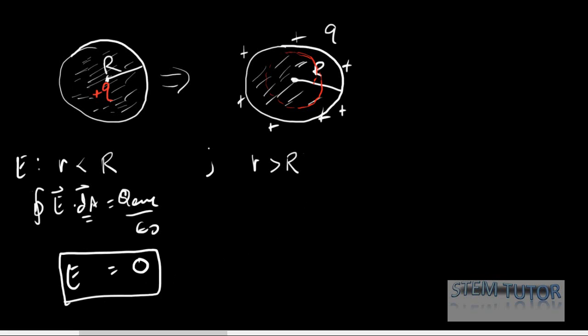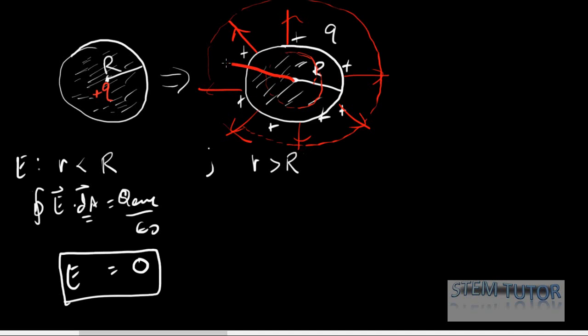Okay, what about r greater than R? So you have to know the field pattern. The field pattern looks like this. For this conductor, it's radially away. So if it's radially away, then what do you think is a good Gaussian surface? A sphere.